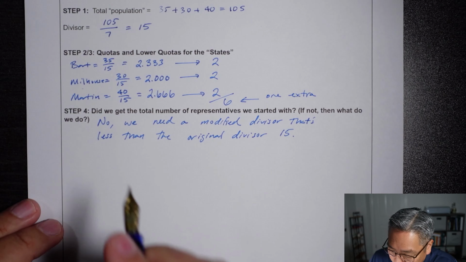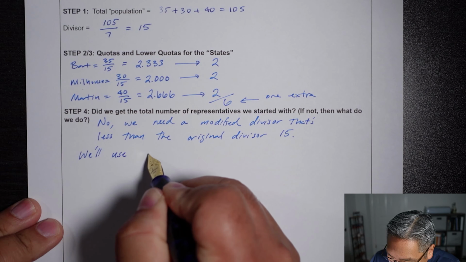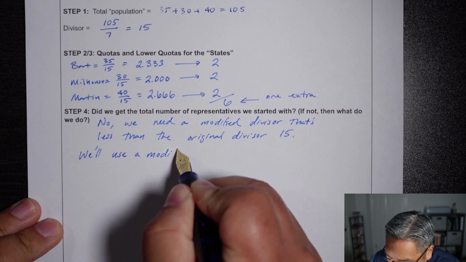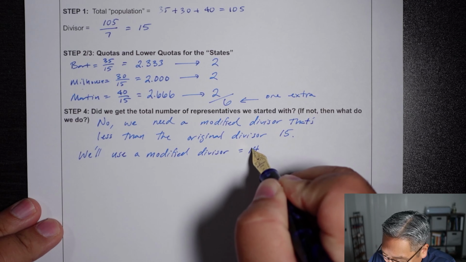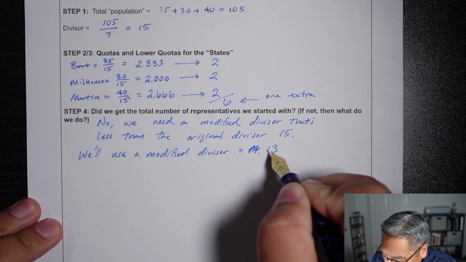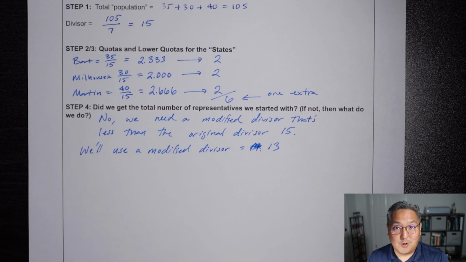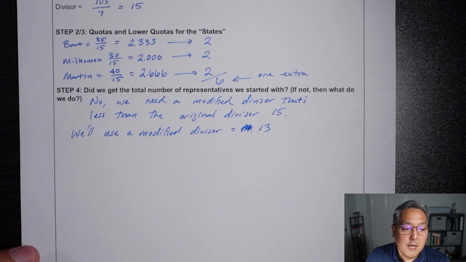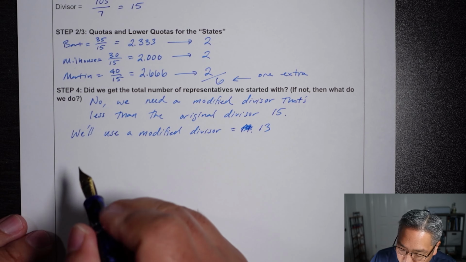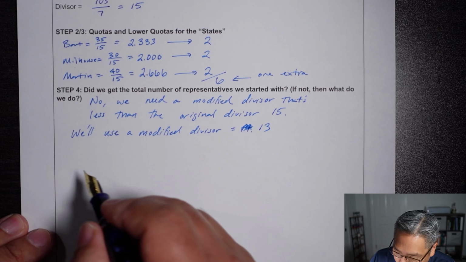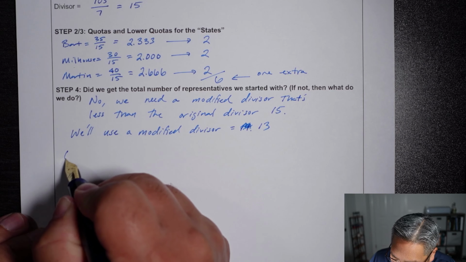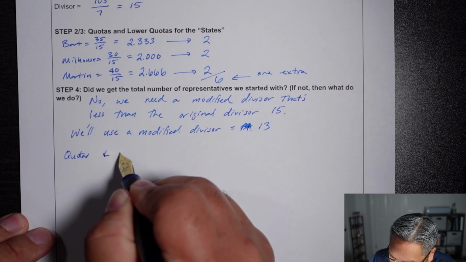So we'll use a modified divisor equal to, oops, sorry, I said 14. I mean 13. We'll use 13, okay? Because again, I've done this problem before. I know this is the one that's going to work. Here's what you'll see. You'll go through and do your step 2 again, because this is essentially our new step 1, but we're going to do the quotas and lower quotas.